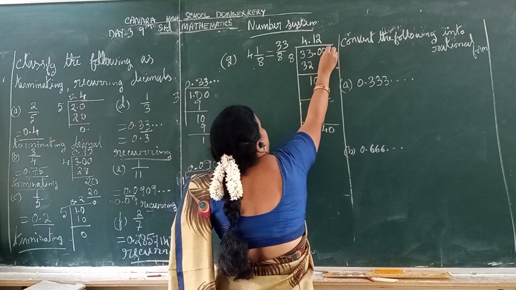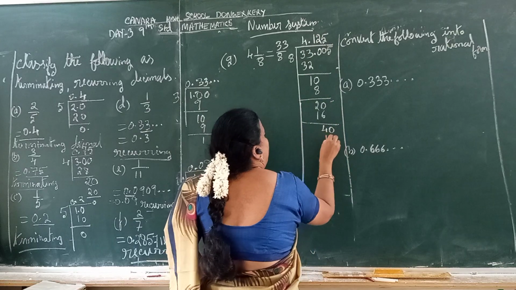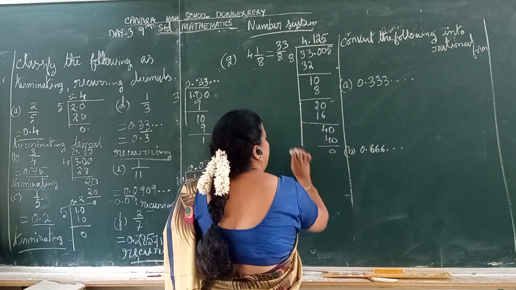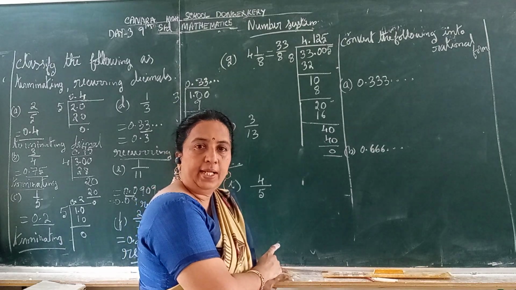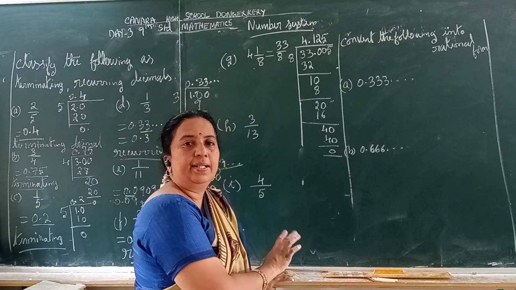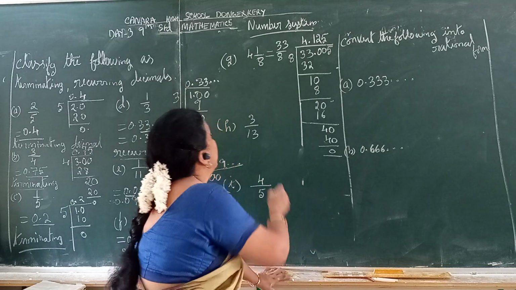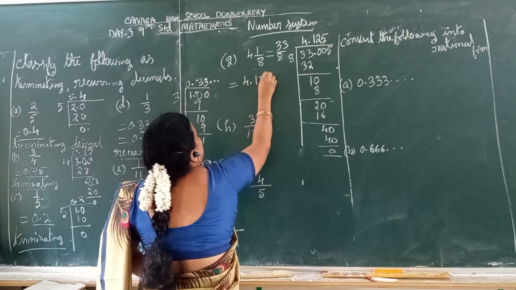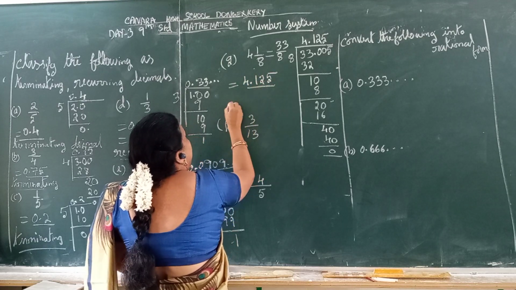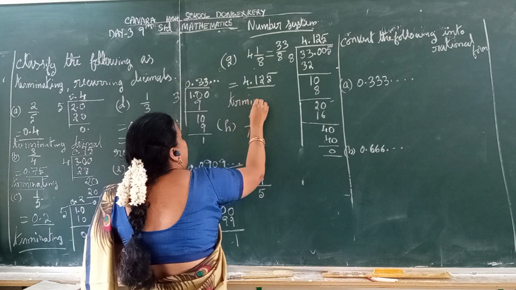Bring down 0, 40. 8 fives are 40. Can you continue further? No. Remainder is 0. Division stops there. Therefore, what is your quotient? 4.125. It is a terminating decimal.